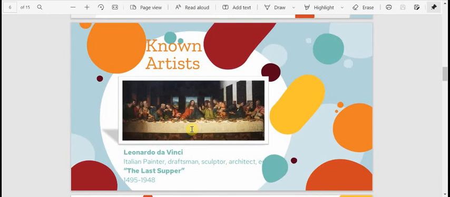His artistic talents were evident from an early age, and at the age of 14, he began an apprenticeship with the noted sculptor and painter Andrea del Verrocchio of Florence. So indeed, he was very, very skilled and talented talaga as an artist. And in fact, aside from being a famous painter and sculptor, he was also an accomplished musician. He had a gift for music.